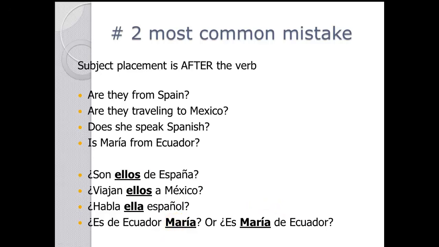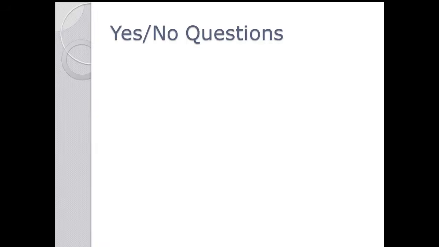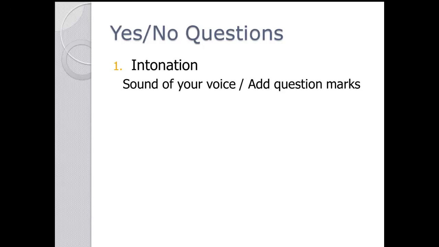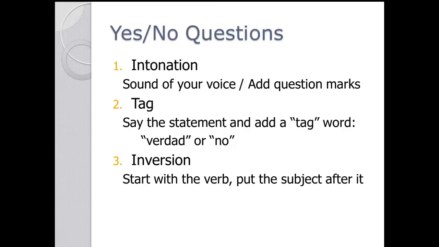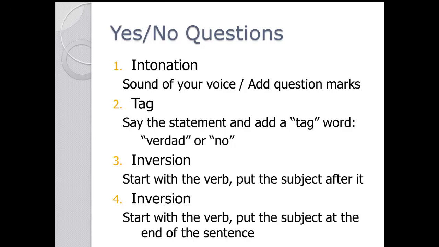Let's start with the 4 ways to form a yes or no question. First is intonation. This is the sound of your voice, and you just add question marks. Second is tag. Here you say the statement and add a tag word, either verdad or no. Third is inversion, where you start with the verb and put the subject after it. Fourth is also inversion, but you start with the verb and put the subject at the end of the sentence.